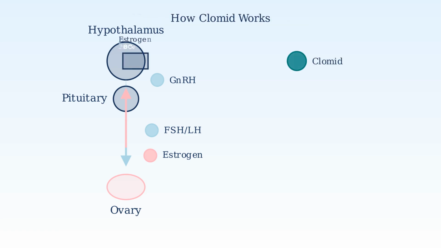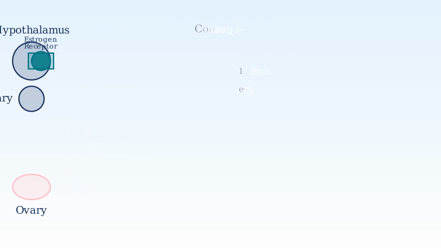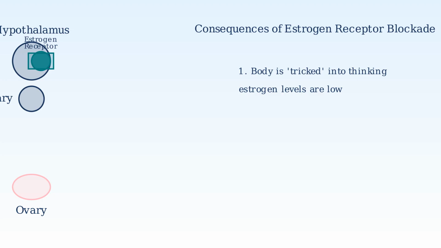Clomid works by binding to estrogen receptors in the hypothalamus and pituitary gland. However, unlike estrogen, Clomid does not activate these receptors. Instead, it blocks them. By blocking estrogen receptors, Clomid tricks the body into thinking estrogen levels are low, even when they're normal.